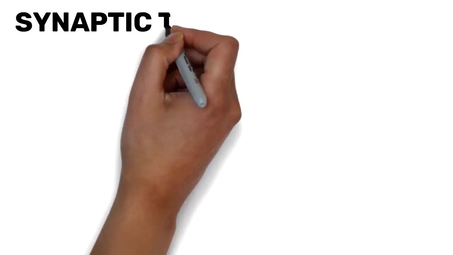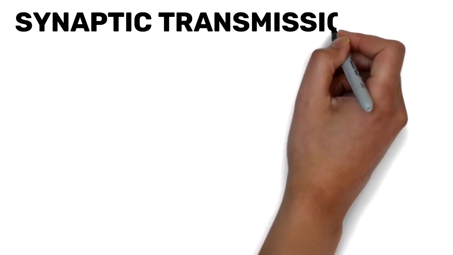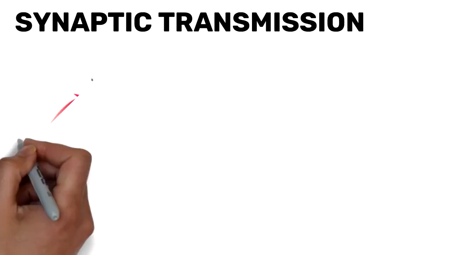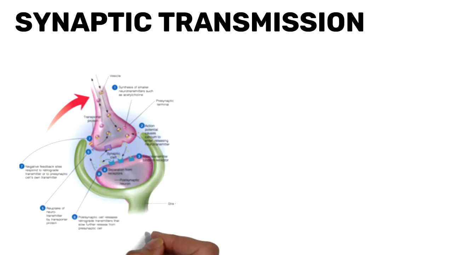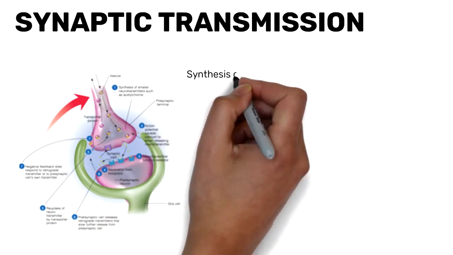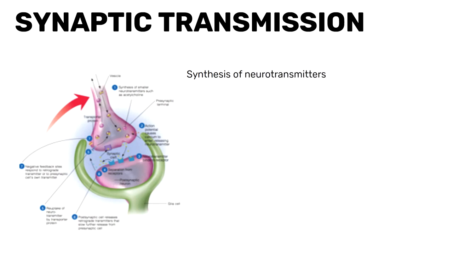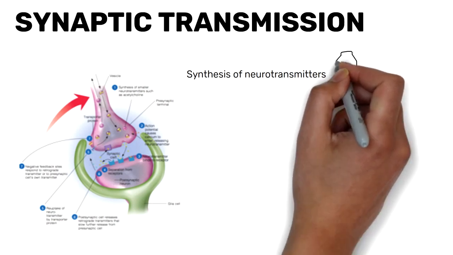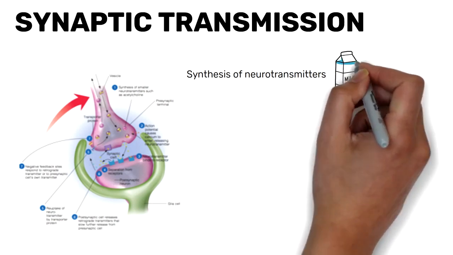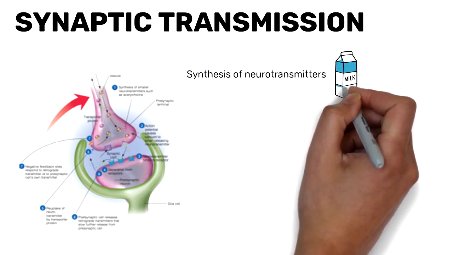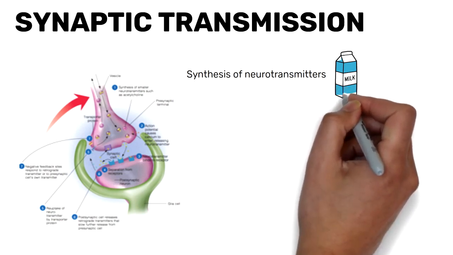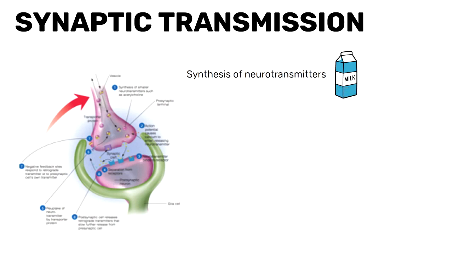So let's now look at a more granular level of synaptic transmission. So what happens during synaptic transmission? Firstly, there is the synthesis of neurotransmitters in the cell body and axon terminals from molecules derived from food. For example, acetylcholine provides learning from choline, which is abundant in cauliflower and milk, and serotonin can lead to an uplifted mood, and this is from tryptophan, but is also in milk.